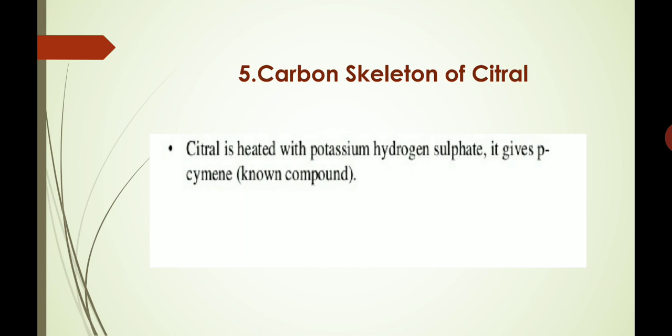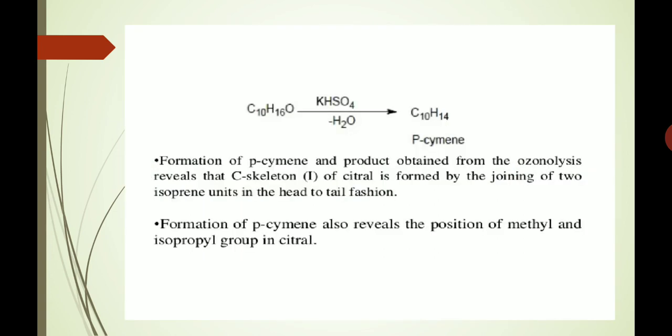Citral, when heated with potassium hydrogen sulfate, gives paracymene. The structure of paracymene is well known. So here we see that with potassium hydrogen sulfate, a molecule of water is eliminated and we get paracymene. The formation of paracymene and the product obtained from ozonolysis reveal the carbon skeleton, which will be shown in the next slide as first. Citral is formed by joining two isoprene units in a head to tail fashion.